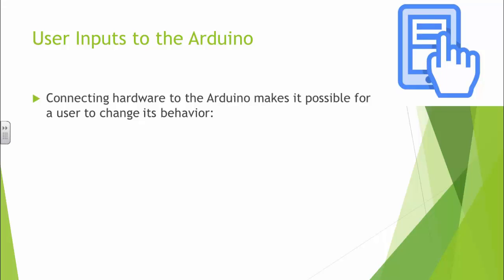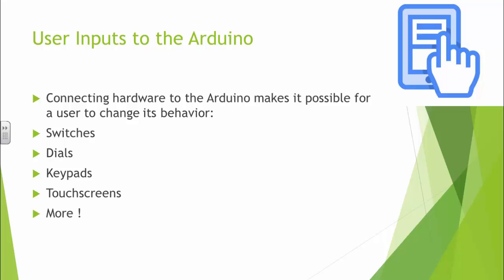In terms of user inputs, when we connect hardware, the user can influence the device. Switches are obvious. Dials like potentiometers can be used. Keypads are a little bit complicated to implement, but can be done. There are even touch screens that we can implement with Arduino. And there's lots of other ways for a user to interact with the device.